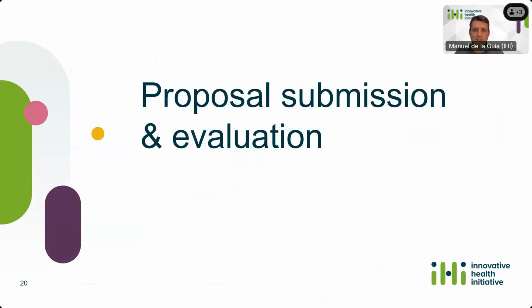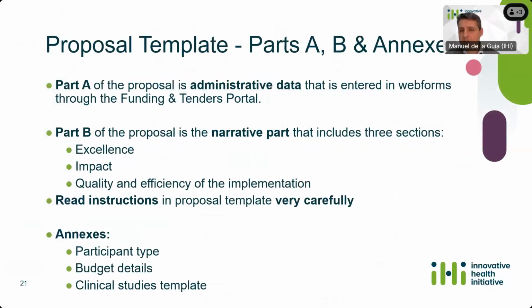So we will go next and talk about proposal submission and evaluation. So that's what is going to come in a few days when you will be able to prepare and submit your proposal. The proposals for IHI, we divide them in 3 different parts. Part A is the administrative data. It's entered in web forms through the Funding and Tenders portal, and it also includes data from research staff within the consortium organizations. So it's part A, part B, and the annexes.